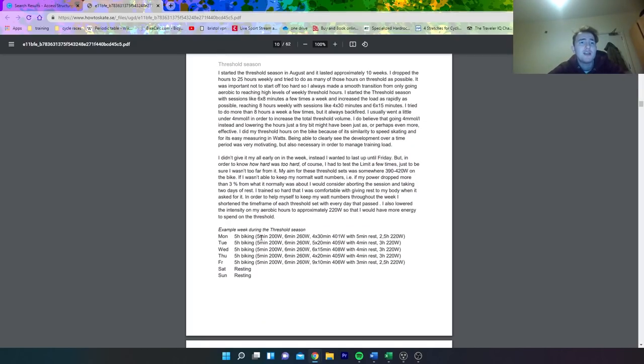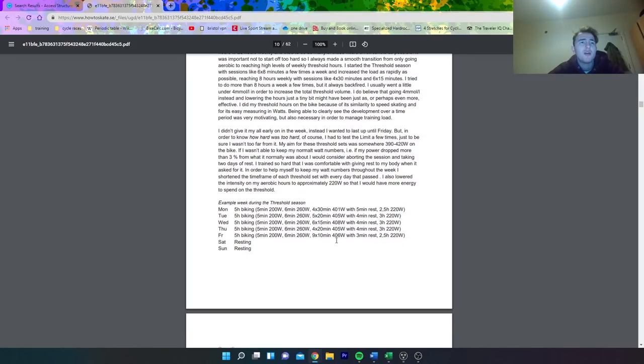But we'll see here. So he says on Monday, he does 4x30 at 400 watts. On Tuesday, he does 5x20 at 400 watts. So I think these are probably threshold in terms of the classical zones: zone one is below your lactate, LT1, really easy. Zone two is in between the two lactate points. Zone three is over it.